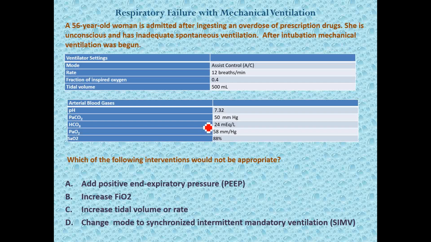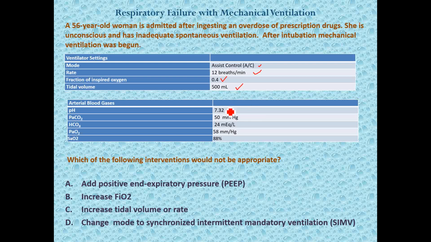A 56-year-old woman is admitted after ingesting an overdosage of prescription medication. She's unconscious. She has inadequate spontaneous ventilation. So after intubation, ventilation was begun, and here we go. You can see that this has all of the components, and we'll talk about that in a second, but I'm going to ask you which of the following interventions would not be appropriate. So again, we look at what has been prescribed by the physician. It's an assist control. We have 12 breaths per minute. There is 0.4, which is the same as 40% supplemental oxygen, and the tidal volume delivery is 500.